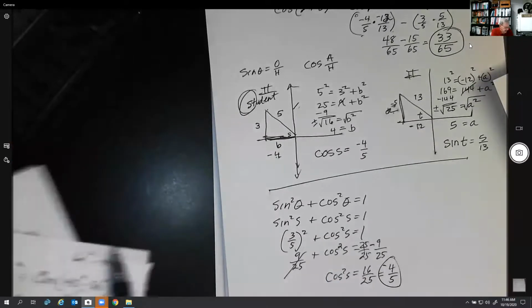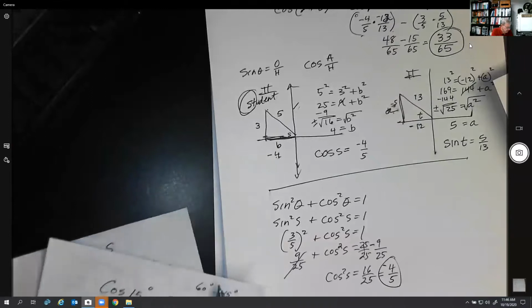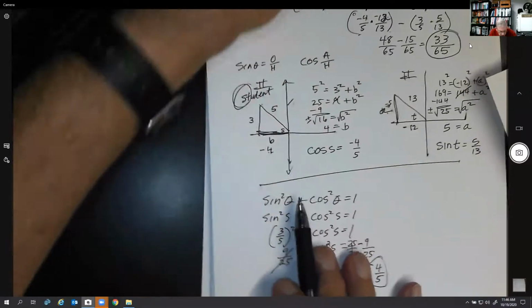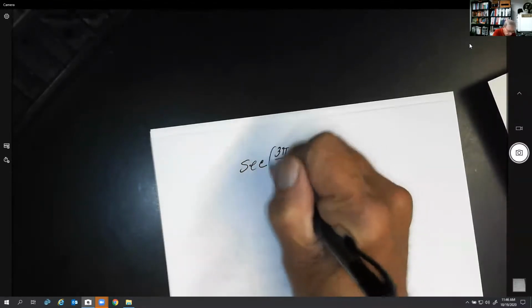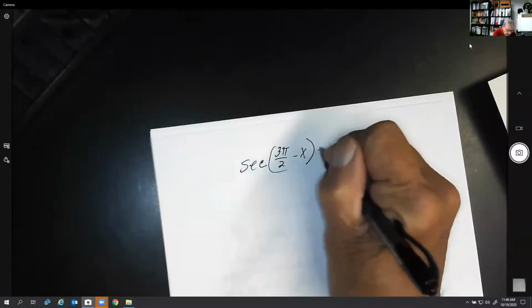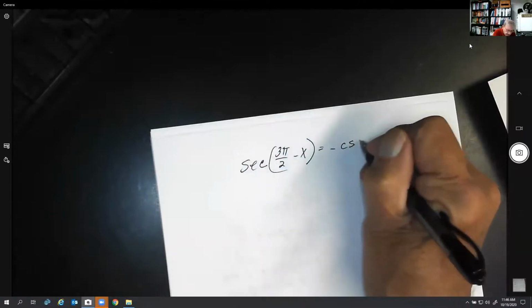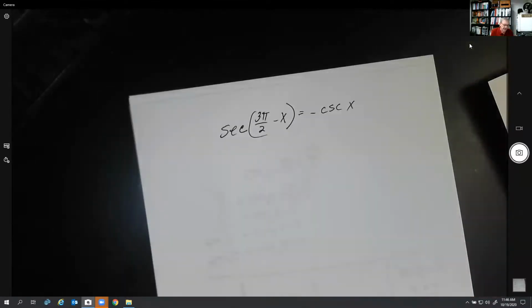You can see that these problems are going to be the roughest ones to do. There is one other thing, verifying an identity. We do want to do that. Let's do this real quick. They had the secant of 3π/2 minus x equals a negative cosecant of x. So you might think, okay, let's use a 90 minus theta thing, but I really don't think that's going to work very well in this problem.